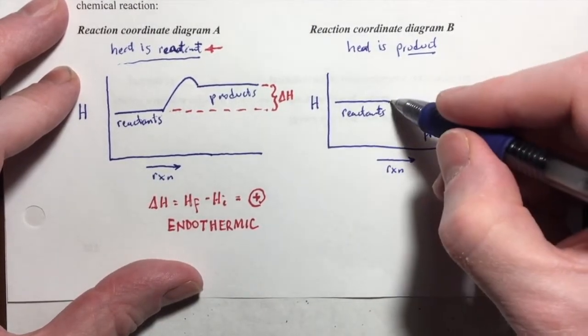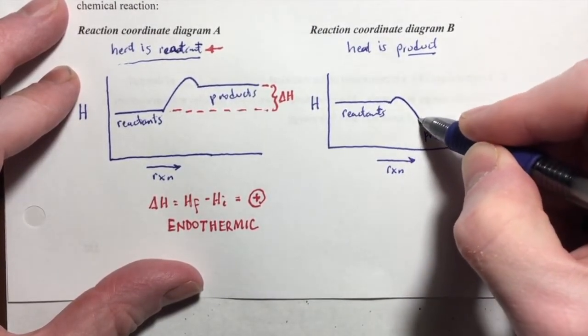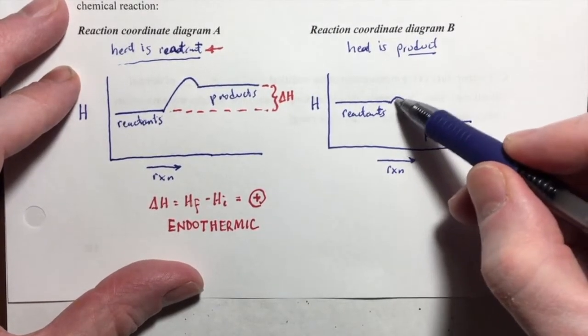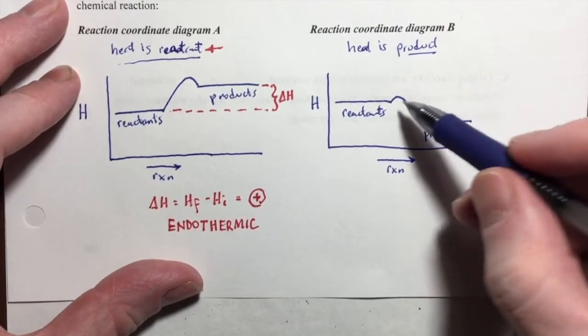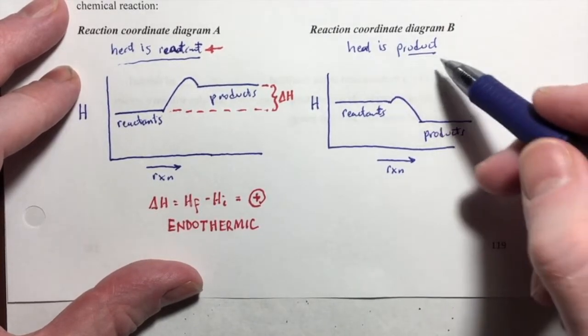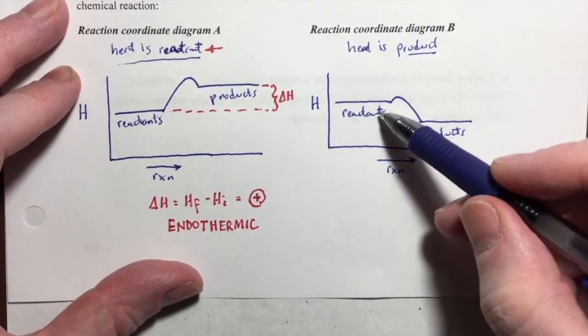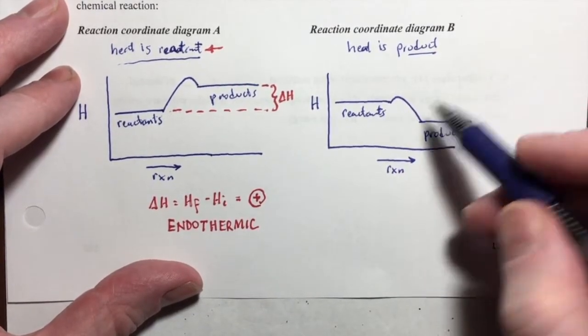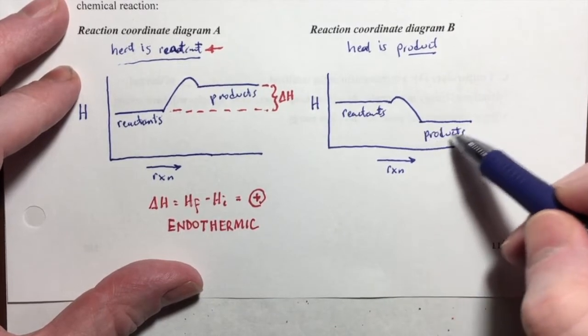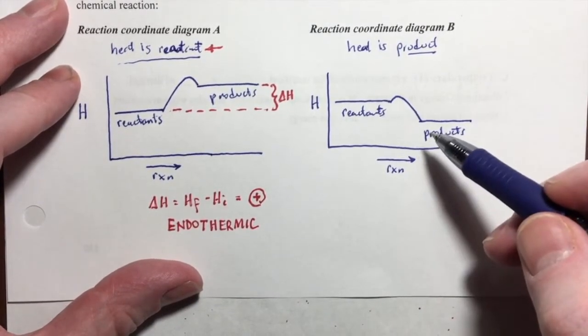So we'll connect these with a little bit of a transition here to show that there's a little bit of an activation barrier for the reactants to react to form products. But again, heat is a product of this system. As this reaction occurs, heat is going to be given off so that the products have less heat in them than when the reactants began.